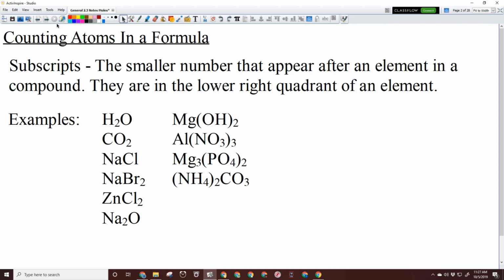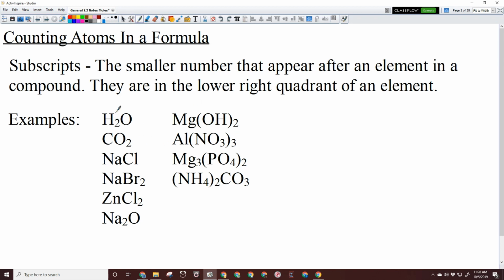All right, to start off, counting atoms in a formula, we're going to be looking at the subscripts, so make sure you write down this definition. The subscripts are the smaller numbers that appear after an element in a compound. They are in the lower right quadrant. So if we were looking at the subscript, this 2 would be a subscript here. This 2 would be a subscript here. Okay, so that's what we're talking about when we talk about subscripts.